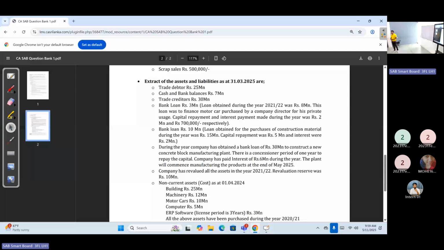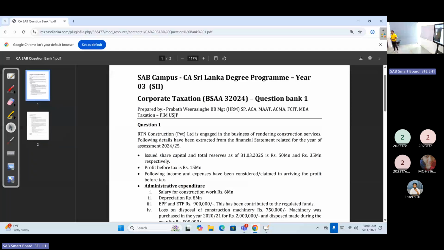The company has revalued all assets in the year 21-22. The revaluation reserve was 10 million, and now it has become 25, right?